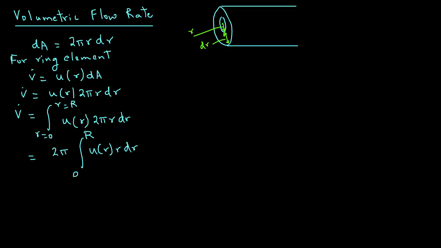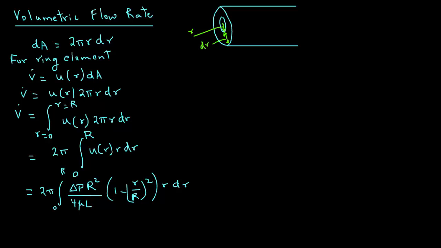From the previous module where we had developed the velocity profile for the fully developed flow, we will substitute the expression, which was the parabolic expression here. So we have V dot equals 2 pi integral from r equals 0 to uppercase R, and inside the integral we have delta p R squared divided by 4 mu L, times parentheses 1 minus lowercase r divided by uppercase R, parentheses squared, times lowercase r dr.